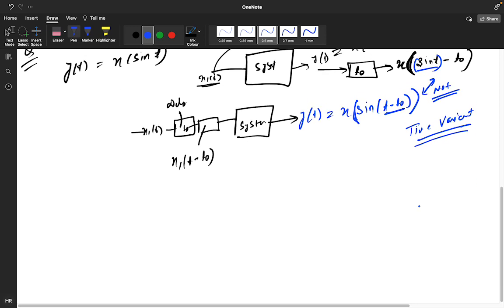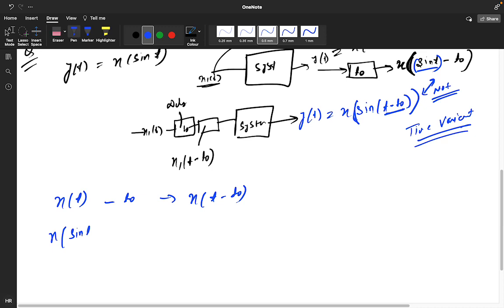Okay, delay means what? See, x of t, I am doing a delay of t naught, meaning x of t minus t naught. If x of sine t has a delay of t naught, then it is x of sine t minus t naught. So this is the delay. Okay, so this is the meaning of delay.